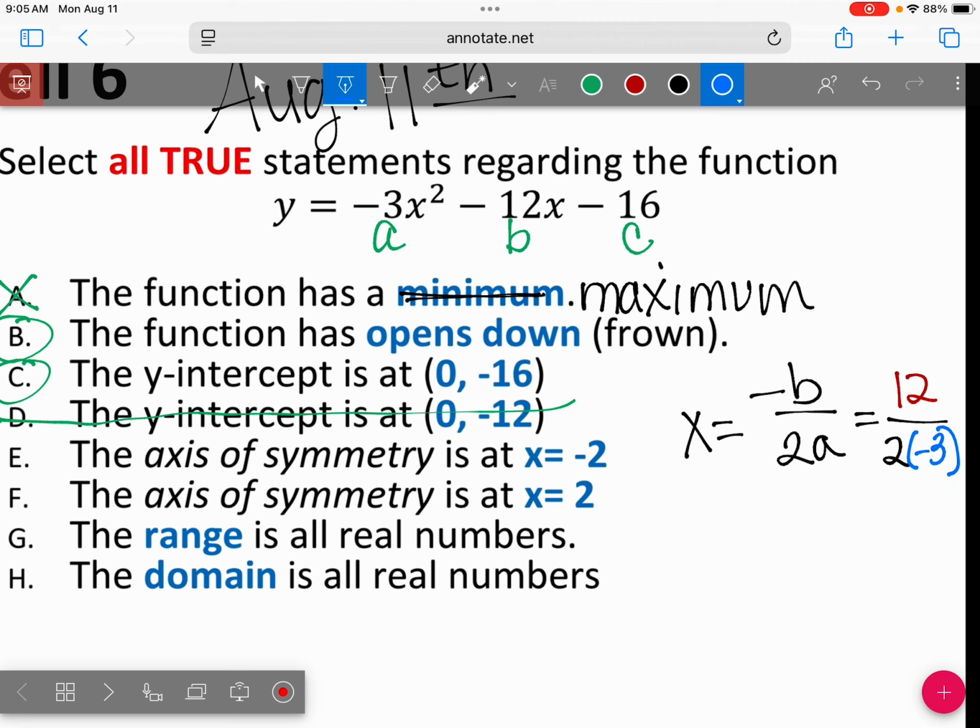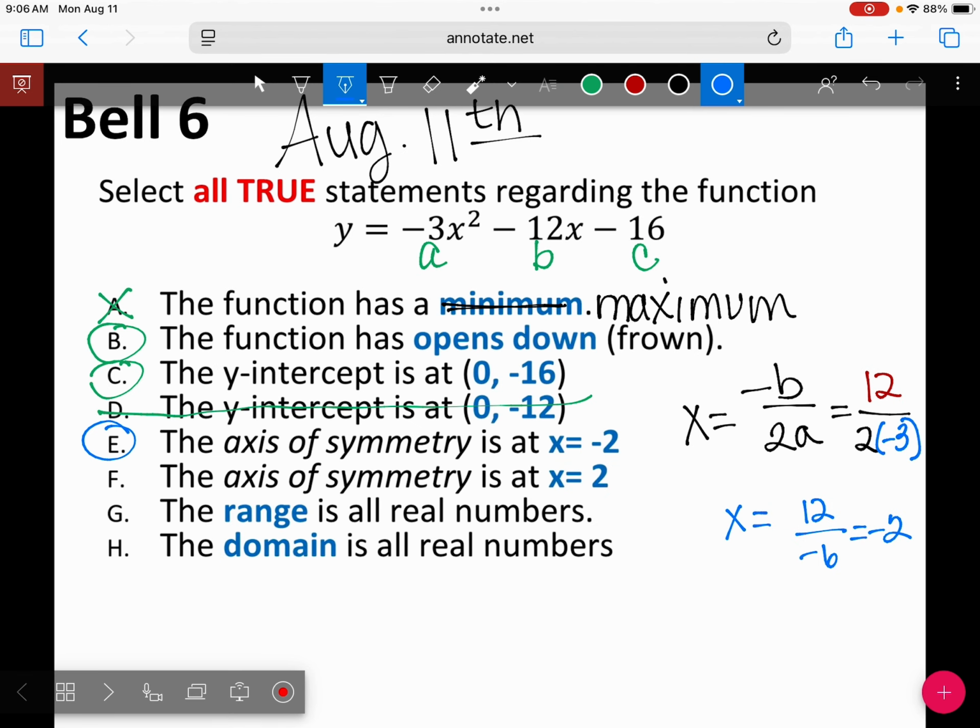So when you type that in your calculator, are we going to get an answer that's negative or an answer that's positive? Negative. Good job. Because it'll be x equals 12 divided by negative 6, which is actually negative 2. So that means that E is correct and F is false. Okay. G or H, which one is all real numbers? Domain or range? The domain. Good job. All right. So the correct choices would be B, C, E, and H.